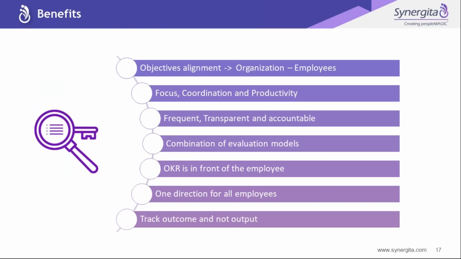On to the benefits part, yes, the alignment is pretty much taken care of, and focus. Clearly, we know where to focus, and productivity is increasing. Frequent processing really helps us ensure that mid-course corrections are taken care of, and transparency and accountability are very high among the employees. And the combination of evaluation models we have discussed already, and OKR is set right in front of the employee at all times, one direction for all employees. And most important, we are tracking the outcome and not the output here.